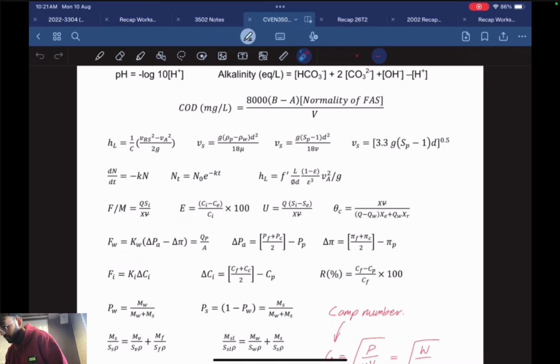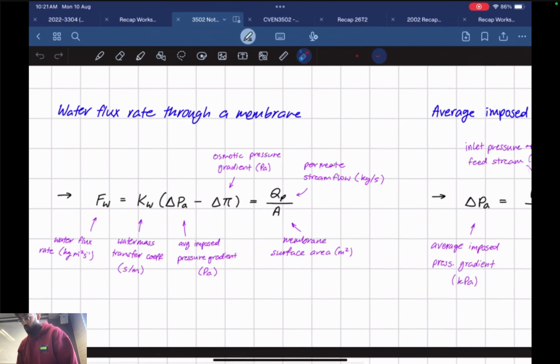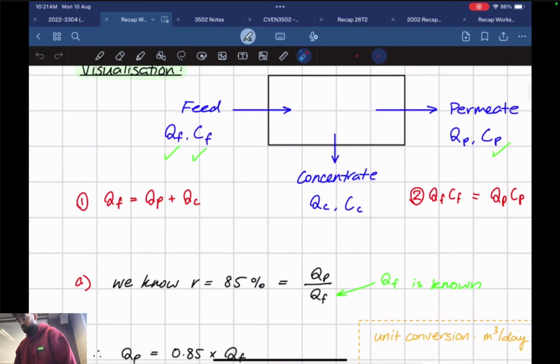So, okay. So we've got KW. They've given us delta PA. They've given us delta pi. QP, what we found in part A. So the only unknown that we have is A. So let me scroll down a little bit.